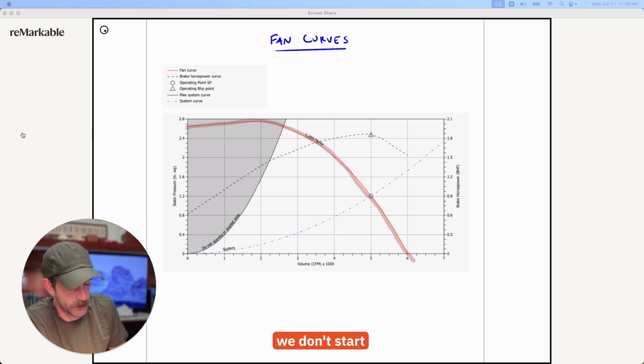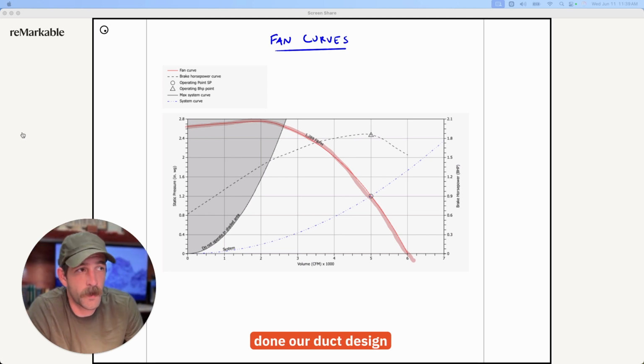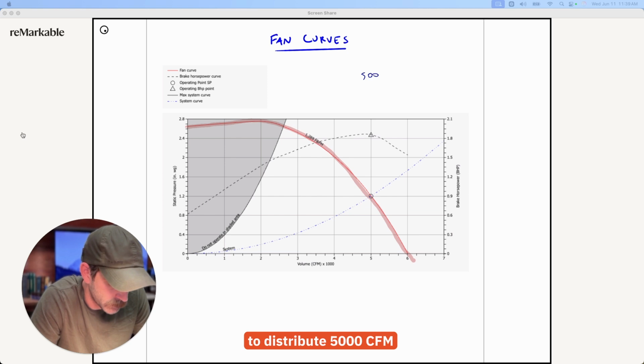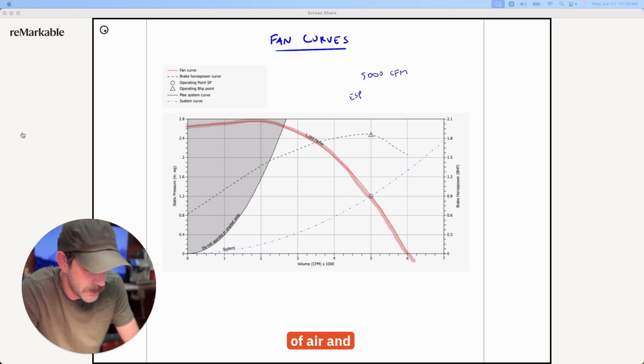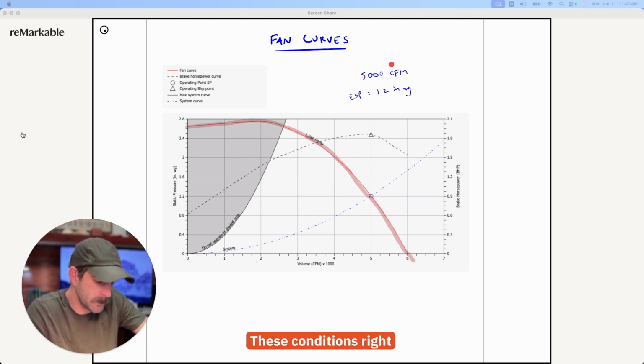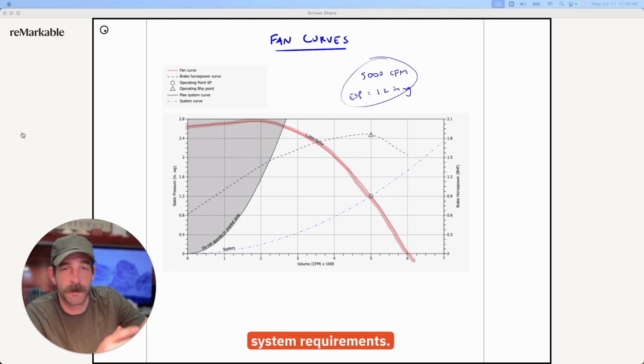As engineers, we don't start with a particular fan and then drive our design based on that. We do it the other way around. We determine what the system needs, and then we select a fan based on the system requirements. So let's say we've done our duct design and we've done our calculations, and we've determined that we need to distribute 5,000 CFM of air, and the ESP is equal to 1.2 inches of static pressure. These conditions right here that we calculated are what drive our system curve. These are our system requirements.